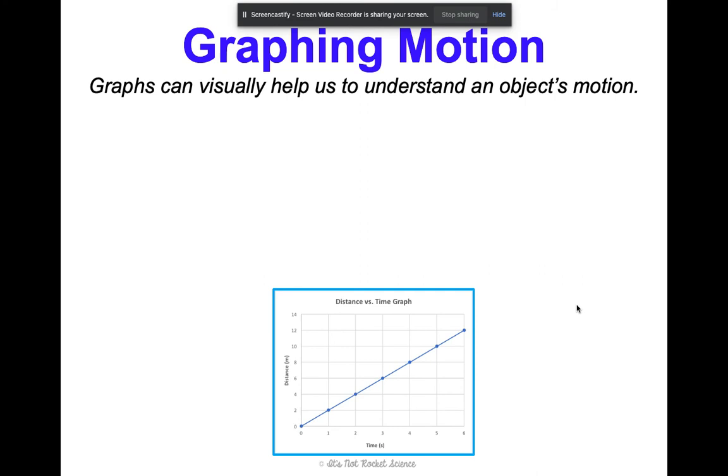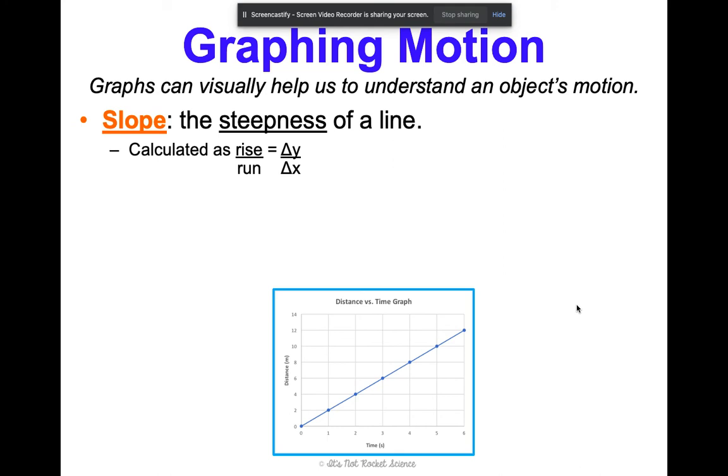So let's go ahead and talk about graphing. This is the bigger chunk of it, and we'll get lots of practice with this, but graphs can visually help us to understand an object's motion in general. So the slope, or the steepness of a line, you guys have gone over this in math before, is calculated as rise over run, or delta y over delta x. Delta is change, so change of y over change of x.